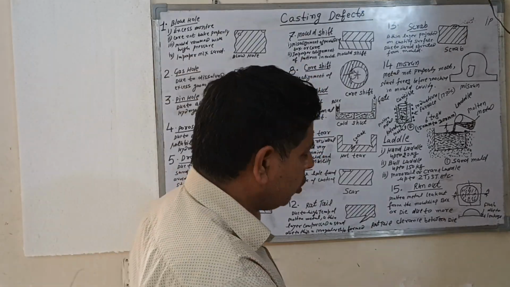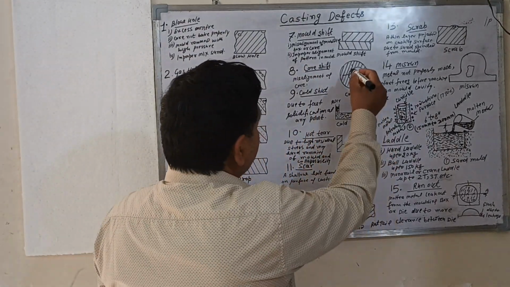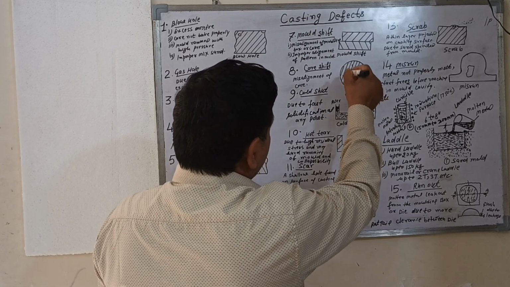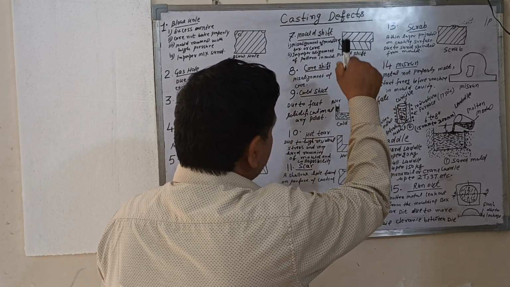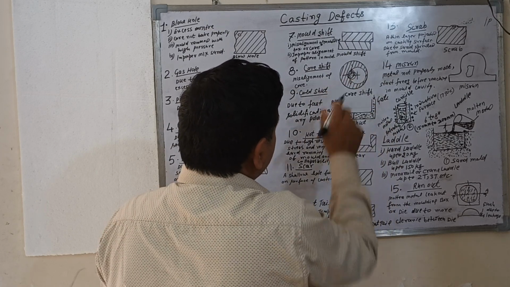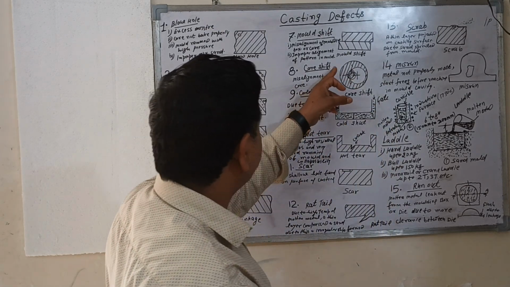Eighth number is core shifting. If you want to make a hole in the center, and due to high pressure or high ramming, the core is shifted, this is called the core shifting defect.